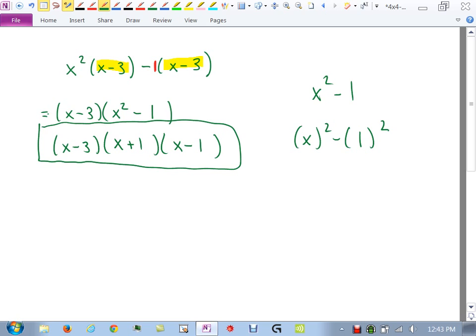So what happens on a test if you give me this answer and not this one? Well, you can't get full credit for that, right? You get something. But I can't possibly give you full credit if it's not completely factored.